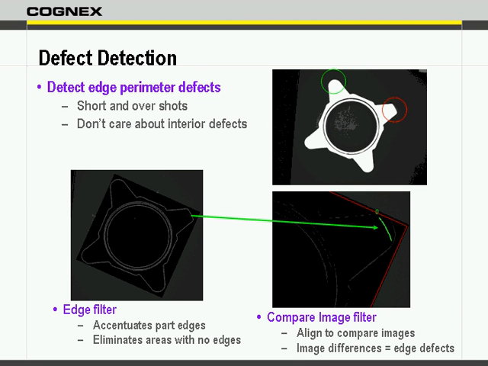So the process here, and I guess first let's talk about the part. The part in the upper right corner has 4 leaves to it. And you can see on the upper right corner, inside the red circle, that piece is a little bit short. And that's what we're looking for. We're looking for some of these edge defects where we might have a short shot on that molded part.